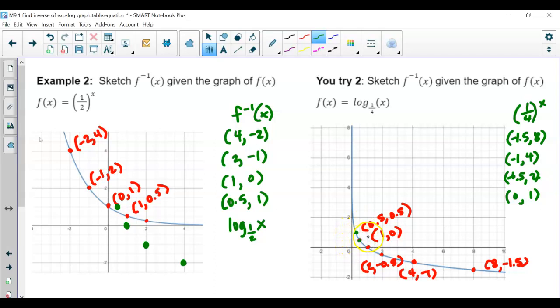Oh, sorry, I just realized that was my 0.5, my fault there. So that was 0.5, 0.5, 0, 1, negative 0.5, 2, negative 1, 4, and negative 1.5, 8. So here is what the graph ends up looking like. And notice how you get that asymptote, and they are a reflection over y is equal to x.